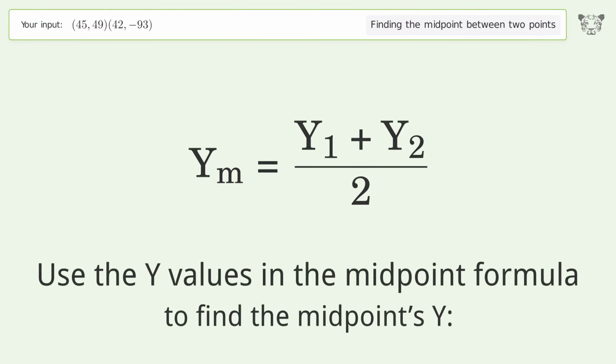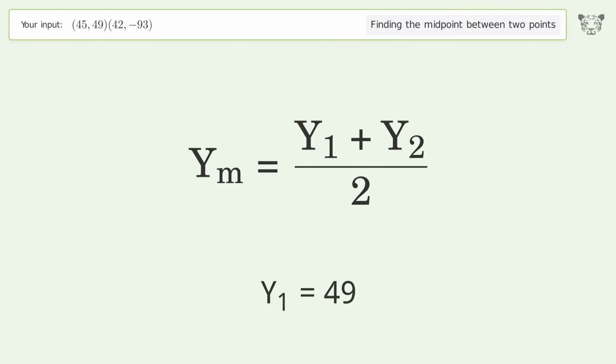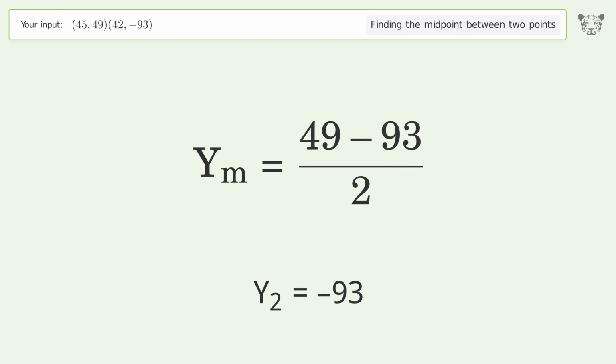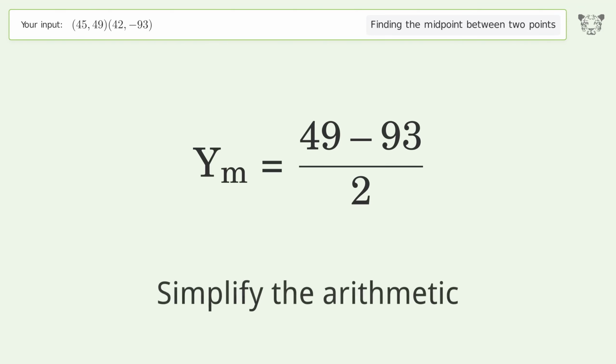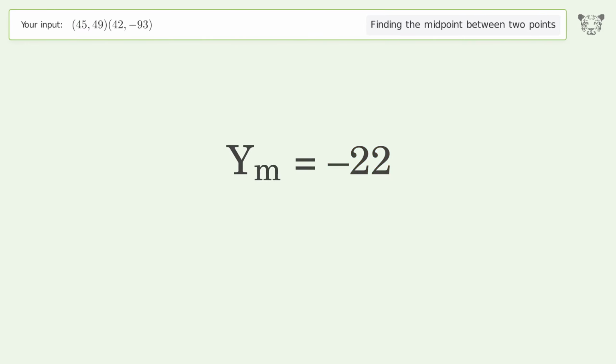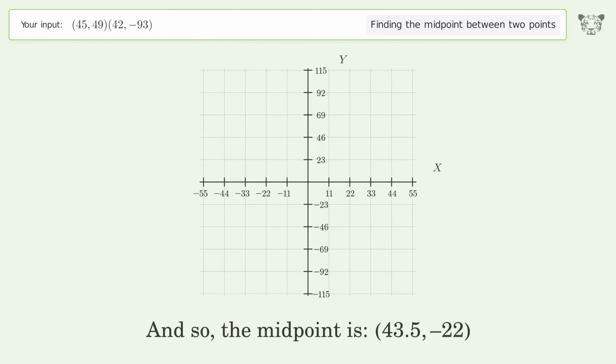Use the y values in the midpoint formula to find the midpoint's y. y1 equals 49. y2 equals -93. Simplify the arithmetic. And so, the midpoint is 43.5, -22.